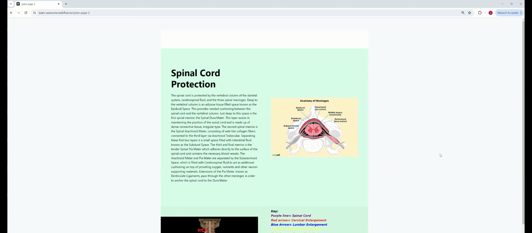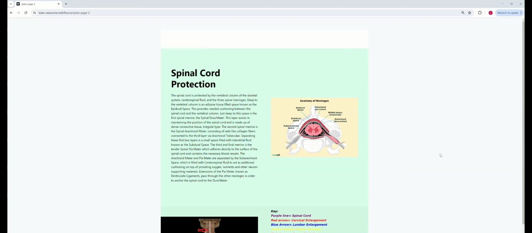The second spinal meninx is the spinal arachnoid mater, consisting of web-like collagen fibers connected to the third layer via arachnoid trabeculae. Separating these first 2 layers is a small space filled with interstitial fluid known as the subdural space. The third and final meninx is the tender spinal pia mater, which adheres directly to the surface of the spinal cord and contains the necessary blood vessels.